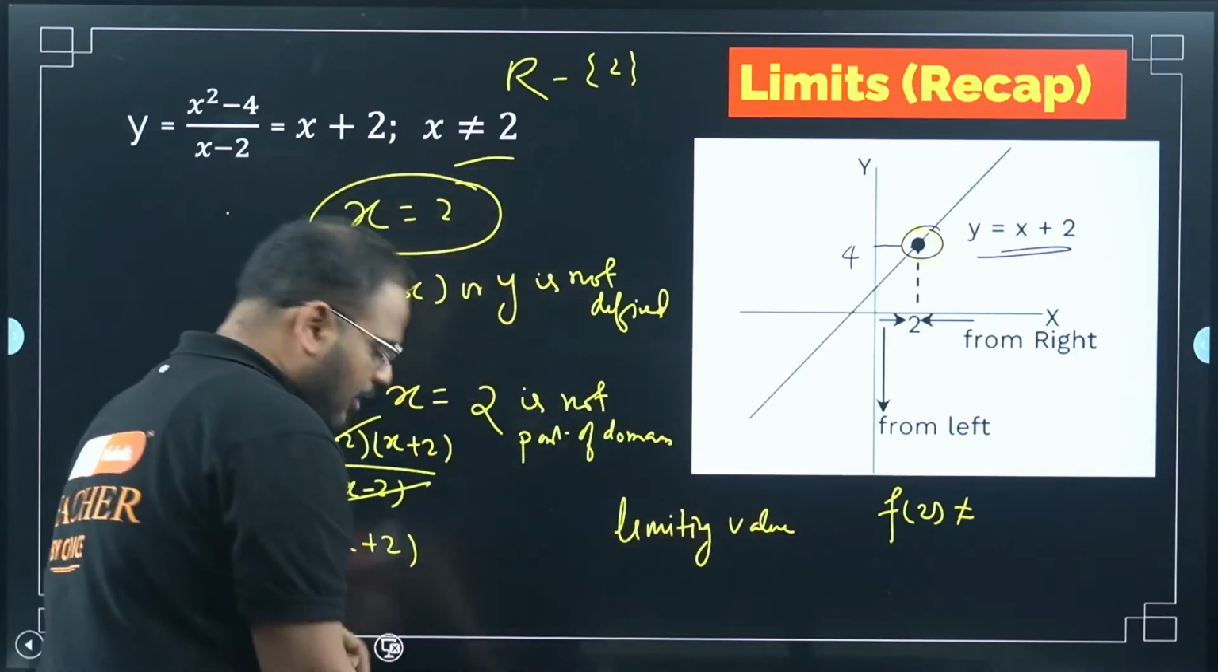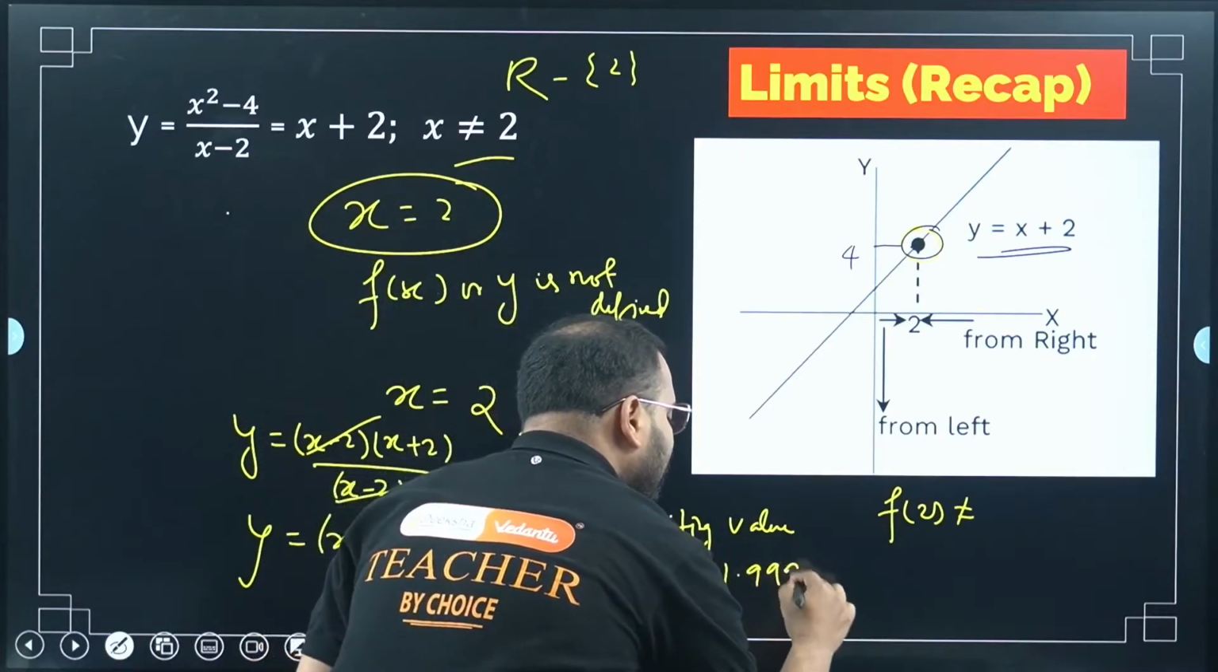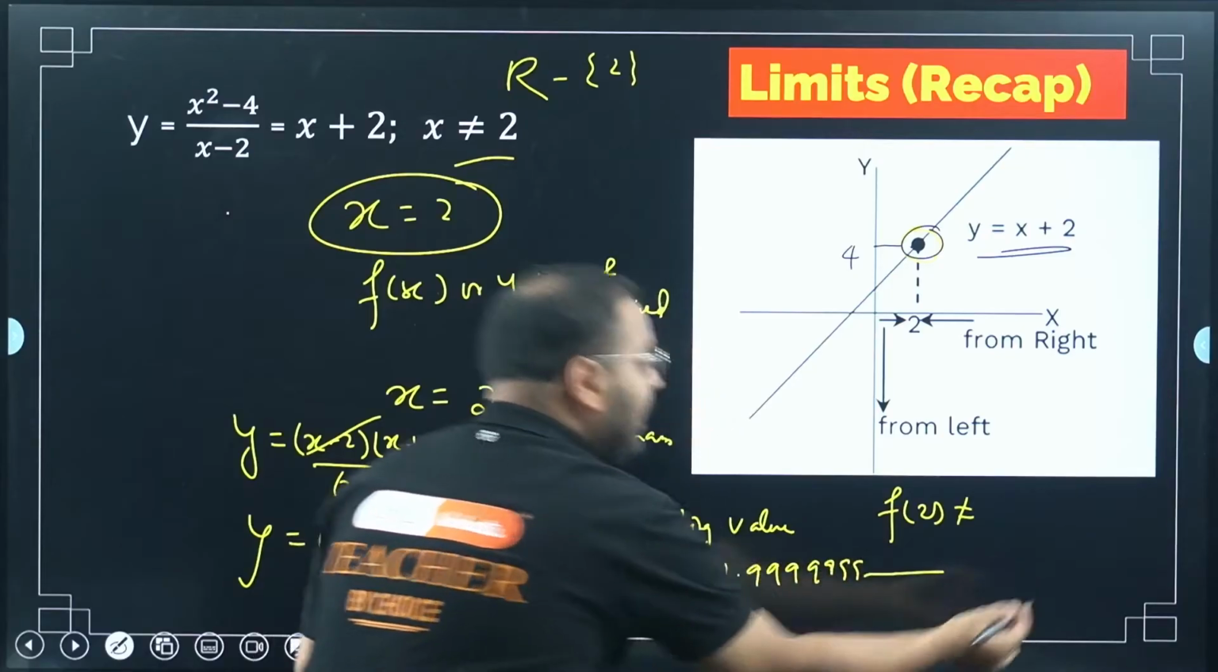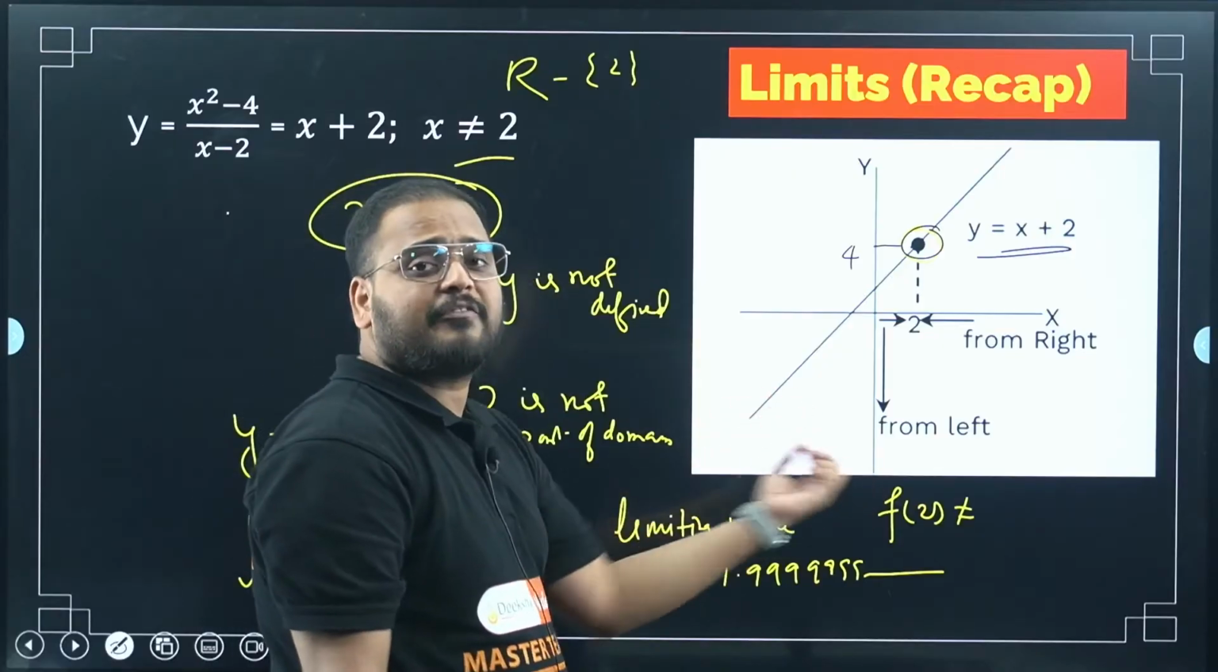Means how close? If I have to say how close, I can go as close as 1.999999. I cannot reach that point. How close we cannot define, okay? That number is not defined, how close.